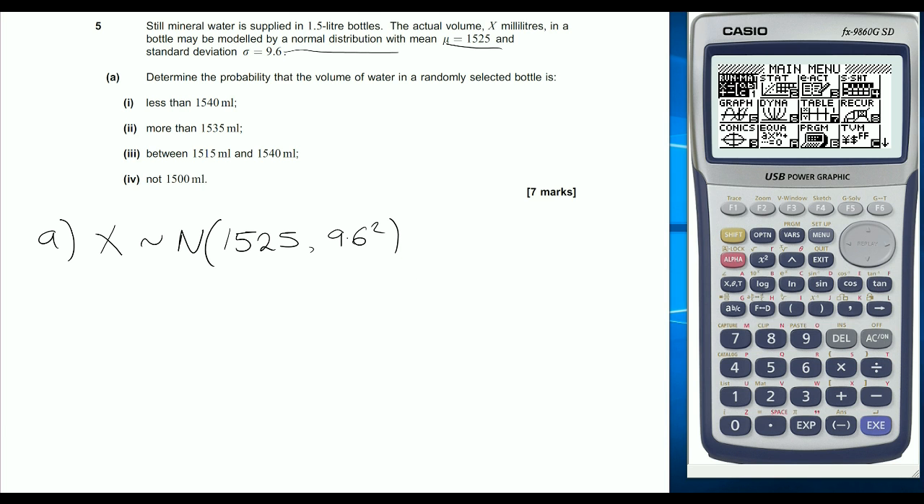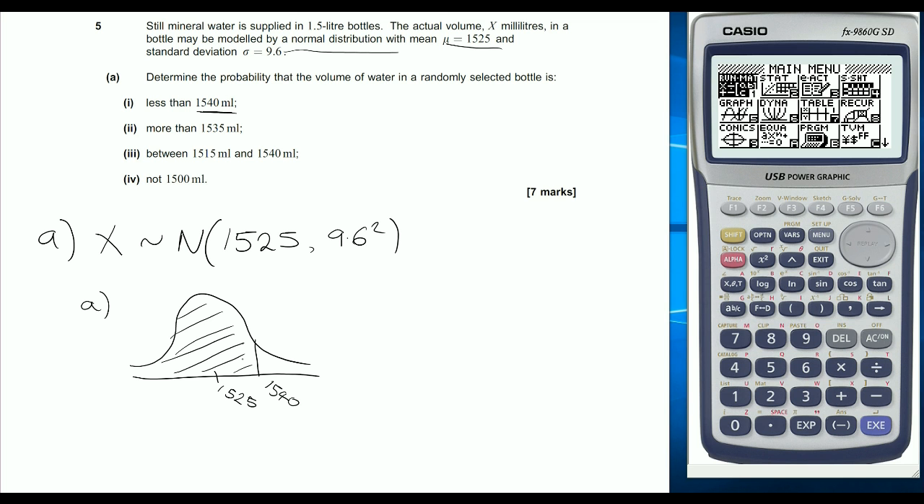So for part A then, we are looking to determine the probability that the weight of a bottle is less than 1,540. So we start off by drawing our bell-shaped curve to just give us an idea of what we're working with. So we've got our mean here, and we've got our value that we've been given, 1,540, and we're looking for the probability that something is less than this. So we are looking for this section here.